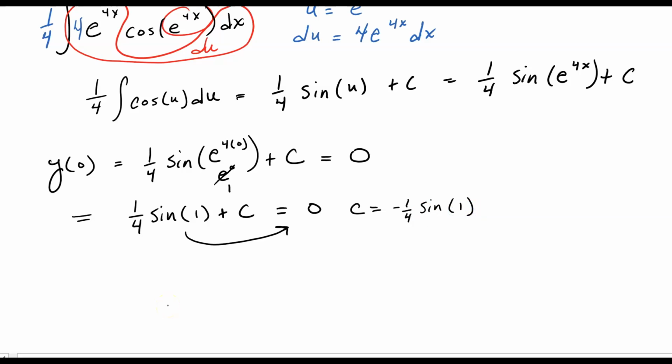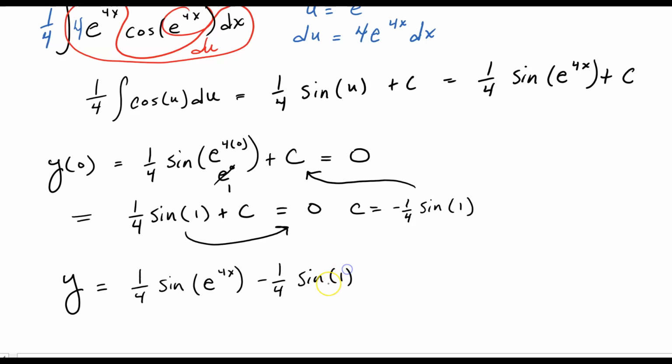Now that we know what that is, we're just going to substitute right there. And that is to say that y equals 1/4 the sine of e to the 4x minus 1/4 the sine of 1. Okay, and really nothing to it.